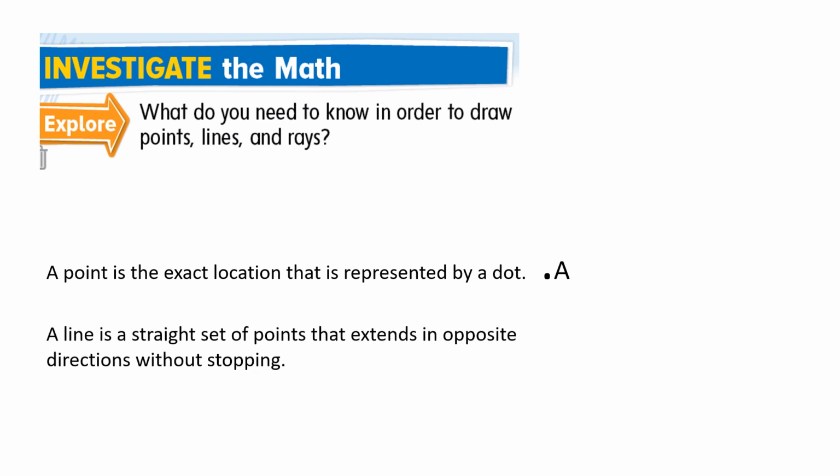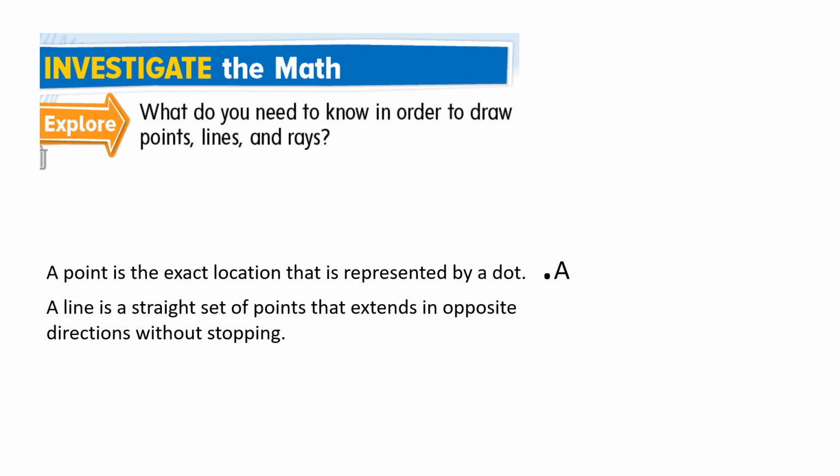The next thing we're looking at is a line, and a line is a straight set of points that extends in opposite directions without stopping. So let's take a look at this. Here we have line XY, because it is labeled with the 2 points. But do you see the arrows at the end? They both show that they're going on and not stopping.